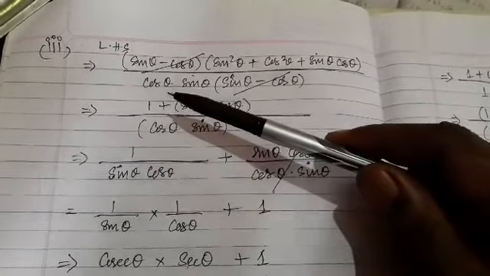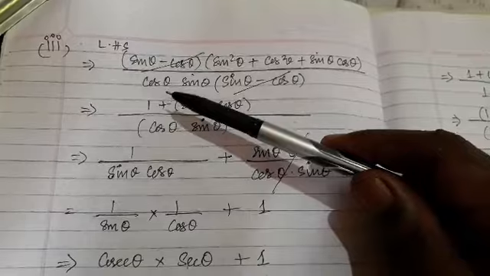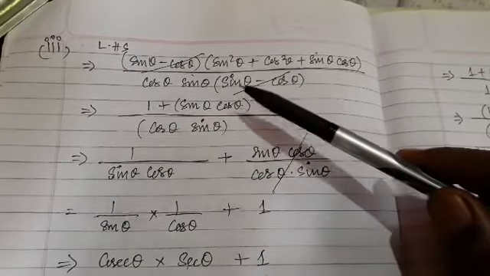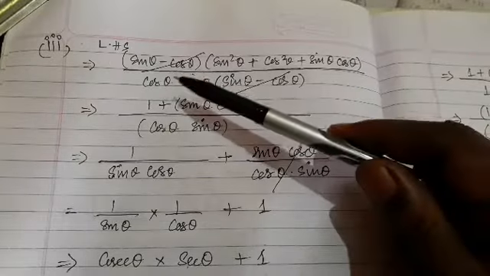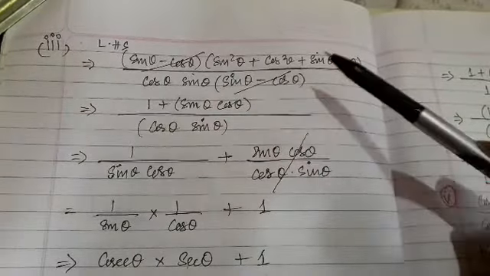And in the denominator as usual, what you have written there? Cos theta sin theta bracket sin theta minus cos theta, and here also sin theta cos theta is there, numerator also is there, both cancel. What is remaining there?